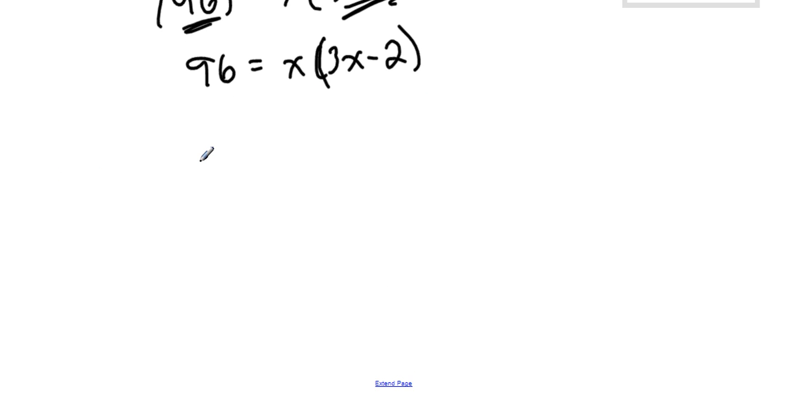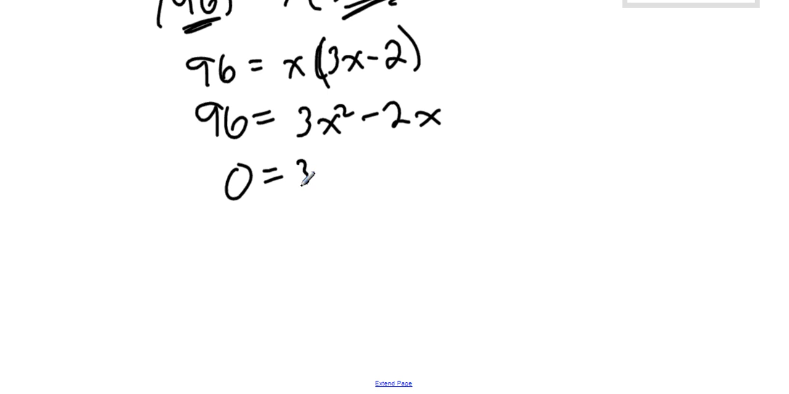So now I don't care that it's a rectangle for a moment. I just have in front of me an equation and I need to solve. So first of all, let's multiply x times 3x and x times -2. So I can see already it's going to be a quadratic. And in order to solve quadratic equations, we need them equal to 0. So I'm going to subtract 96 from both sides. And there I have my quadratic equation.